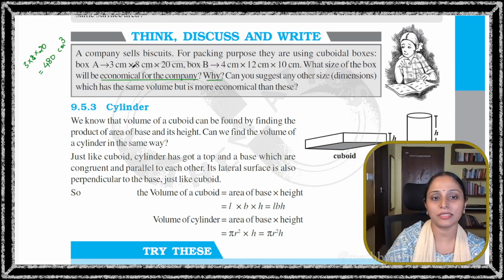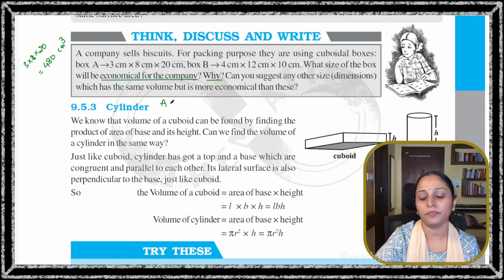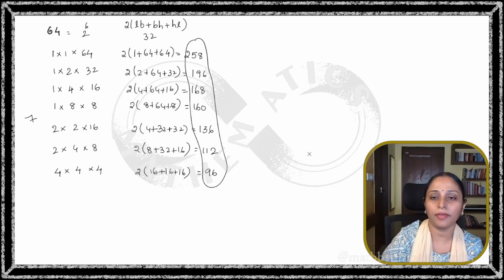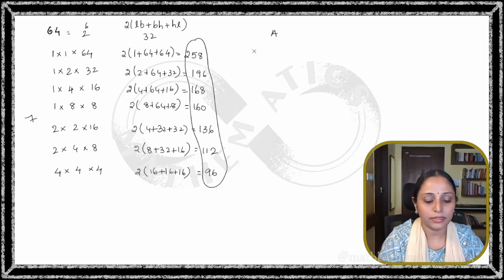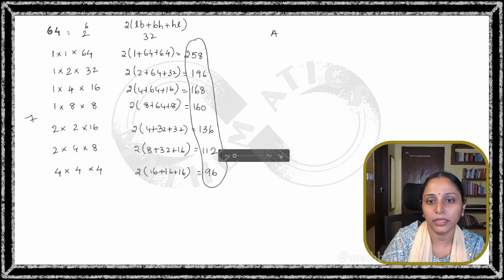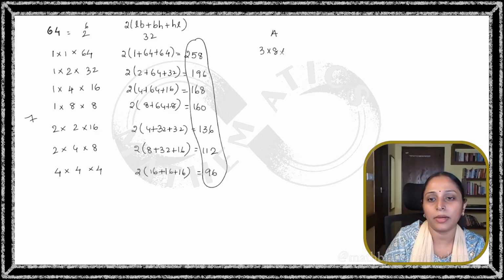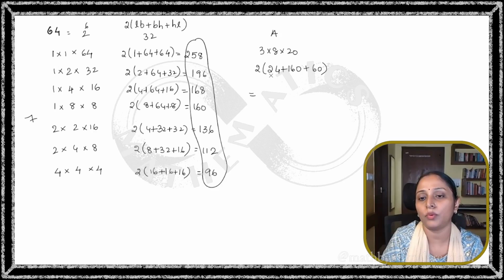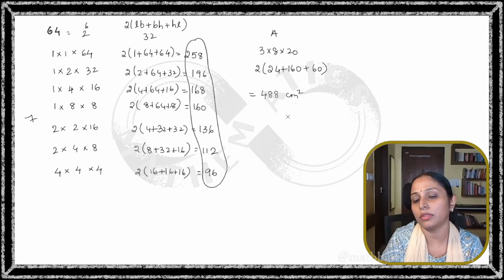If you look at the surface area, let us solve this sum. In the case of A, where the dimensions are 3 by 8 by 20, the surface area is going to be 2 times of 24 plus 160 plus 60, which is nothing but 2 times 244, that is 488. This is going to be the surface area, correct?